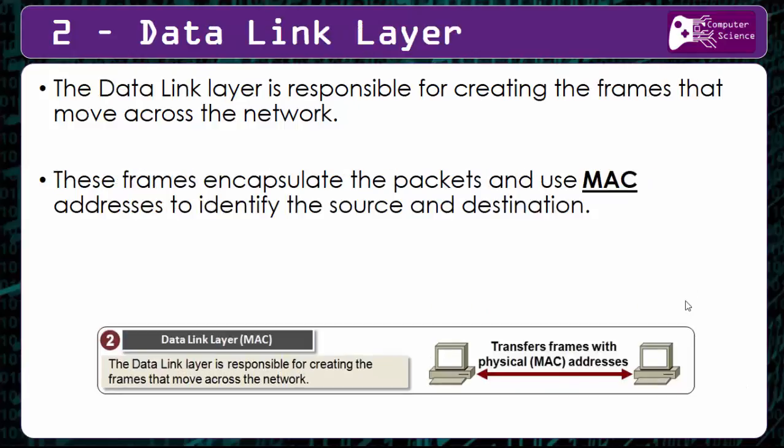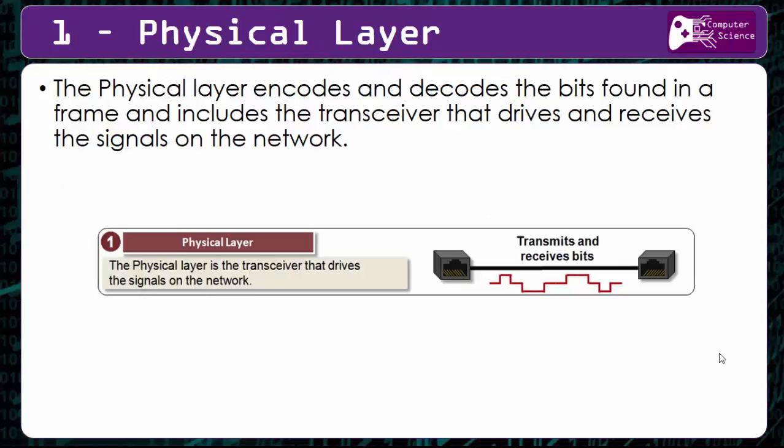Layer 2 is the data link layer. This is responsible for creating the frames that move across the network. These frames encapsulate all the packets, and they use the MAC address of the devices to identify the source and the destination. And finally, layer 1 is the physical layer. This encodes and decodes the bits found in a frame. It also includes the transceiver that drives and receives the signals on the network. So it's the actual physical connection.